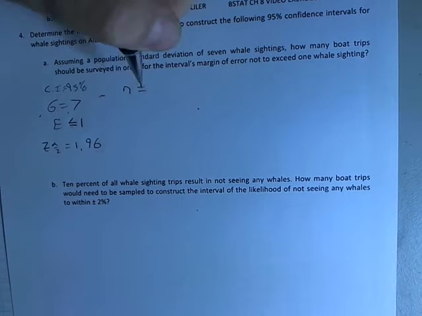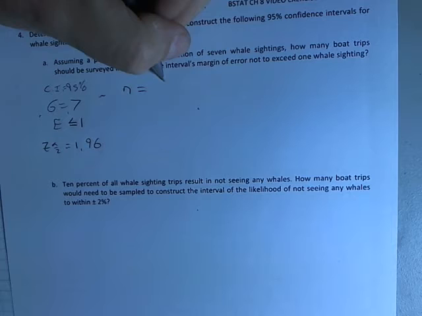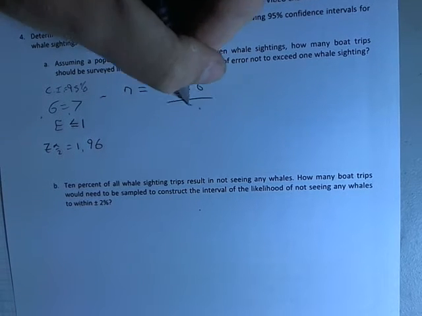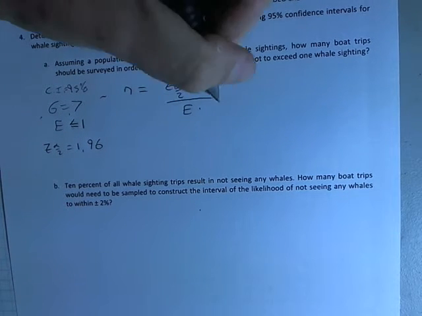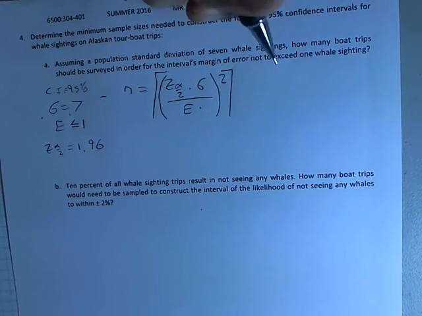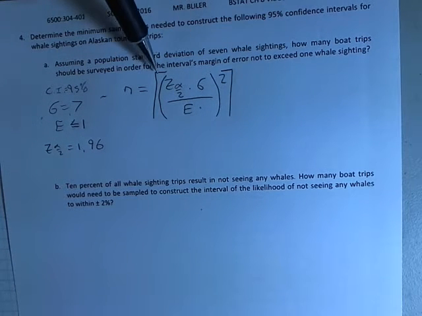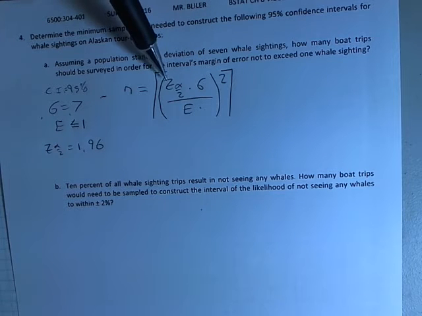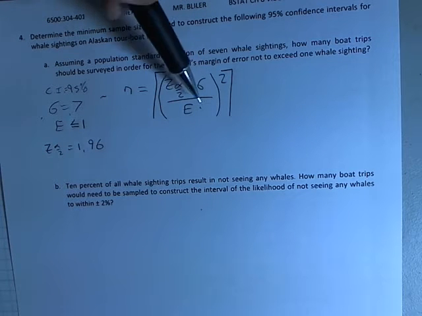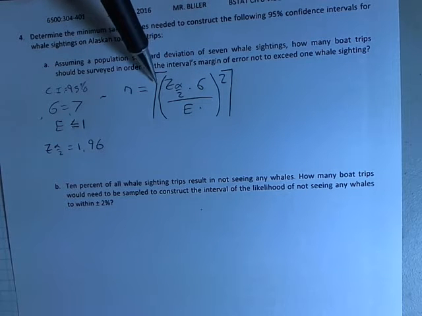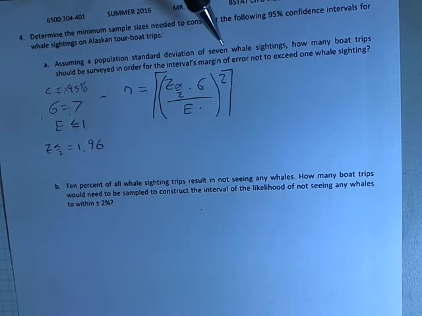Alright, having figured out the z alpha half value, let's jot down our formula to use to compute that sample size. And the operators on the outside of this formula, that's called a ceiling operator. That means if the result of the fraction comes out to be anything other than a whole number, always round up to the next whole number.